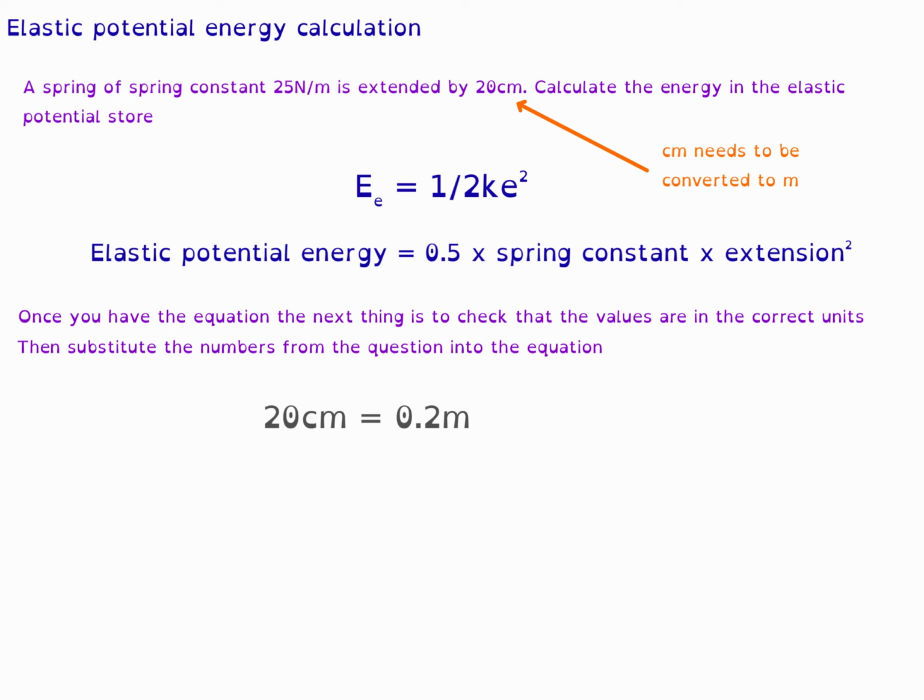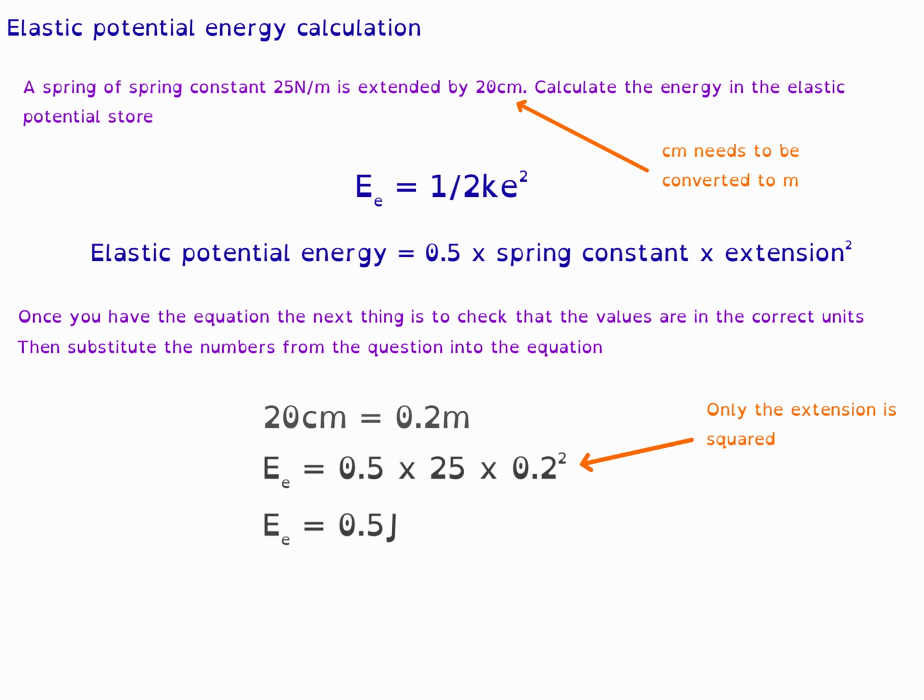Then we need to substitute the numbers from the question into the equation. So Ee equals 0.5 multiplied by 25 multiplied by 0.2 squared, and only the extension is squared. And that gives our answer for elastic potential energy of 0.5 joules.